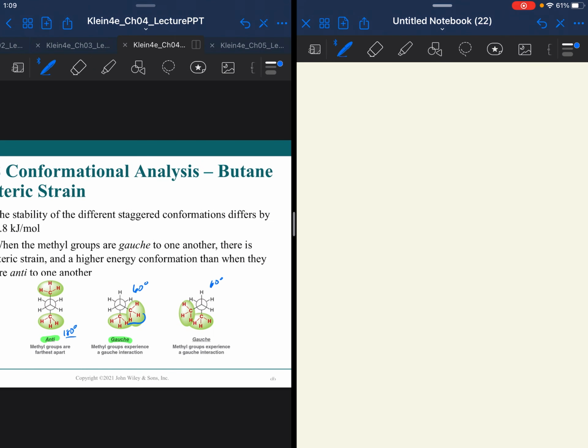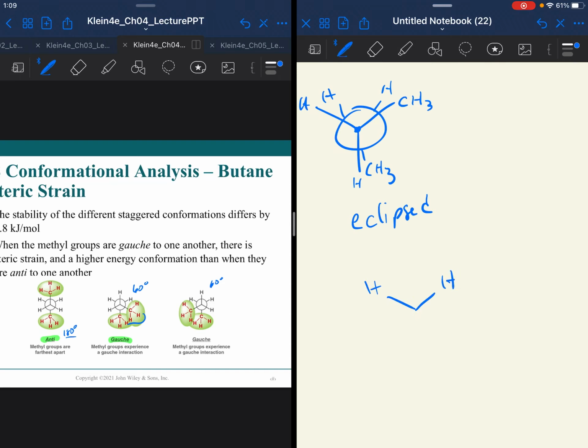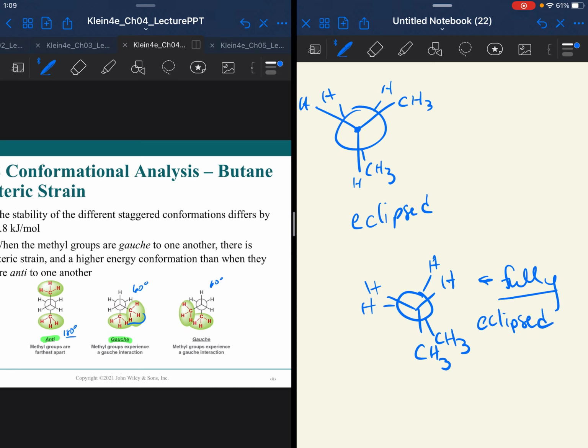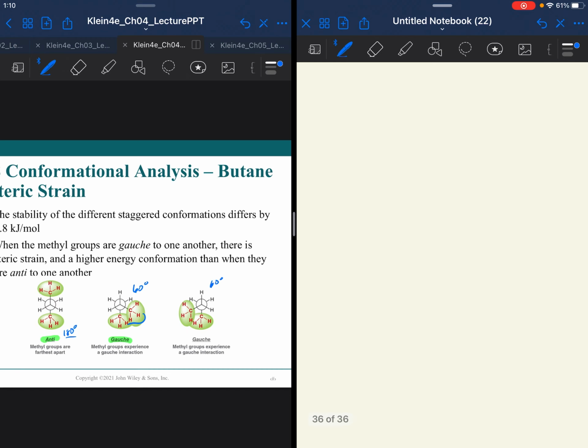Now, I'm going to draw it over here because they don't necessarily talk about it in Klein, but I'll use it. When we see the methyl group eclipsing a hydrogen, and then a hydrogen eclipsing this methyl group, this is referred to as eclipsed. But to differentiate it from when the two large groups are eclipsing each other, right? These are all eclipsed. They're all higher in energy. This is the highest in energy. You will hear me refer to this as fully eclipsed. It's how I learned it. I don't know that it is a universal thing. Anti and gauche are very important vocab words. Eclipsed and fully eclipsed can just be helpful when discussing those higher energy conformers, those less stable conformers.